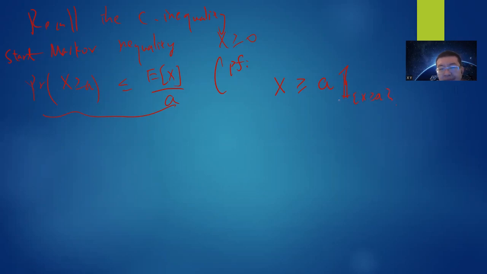Okay, so if x is less than a, then the right hand side is 0, and the left hand side is always true. And if a is greater or equal to 0, then this is still true. And then you take the expectation value on both sides, and you get the expectation value of the indicator of x greater or equal to a, which is the probability of x greater or equal to a. So you prove this result.